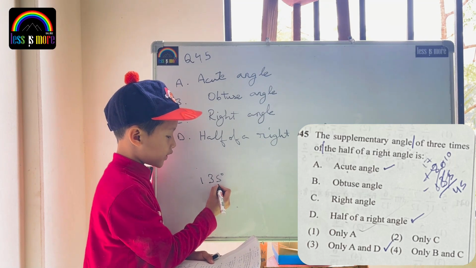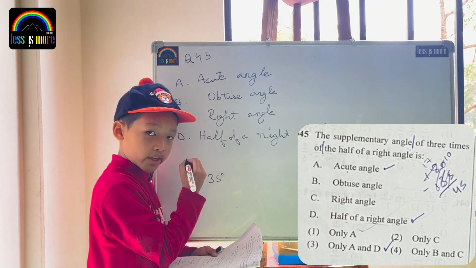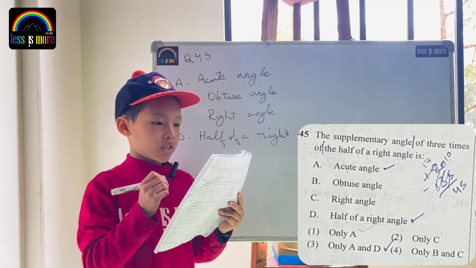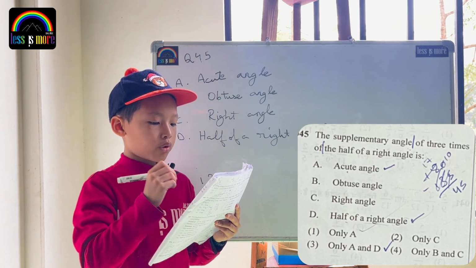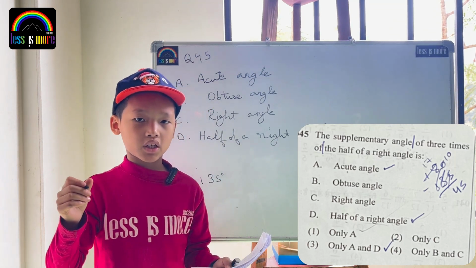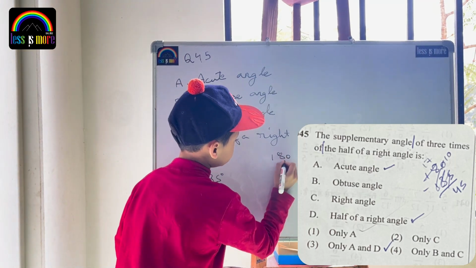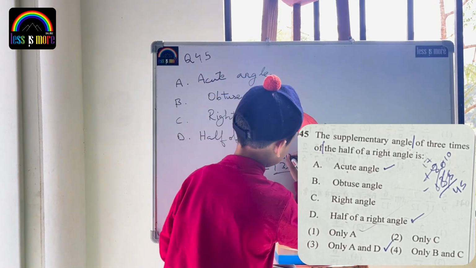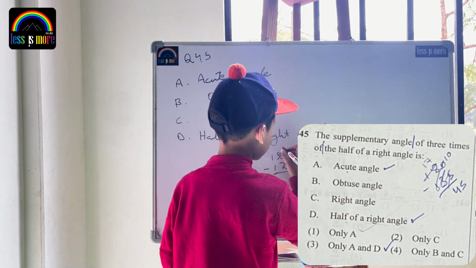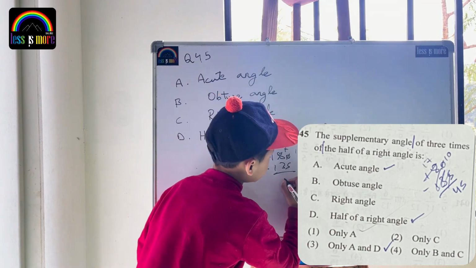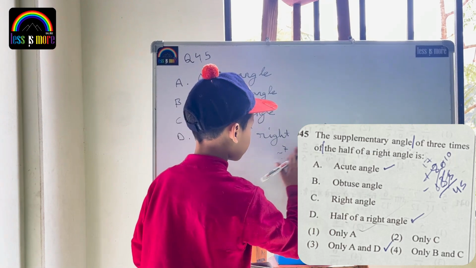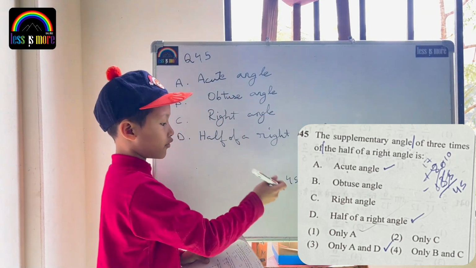And there is one angle here, 135 degrees, and the supplementary angle of this angle means we have to find the partner of this angle, so that both add up to 180. So we have to subtract 135 from 180. Then the answer will be 45. Then we got 45 in answering the question.